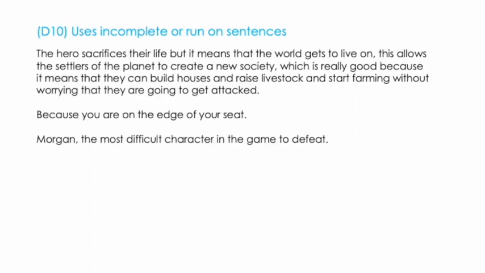In this example, we read, "The hero sacrifices their life, but it means that the world gets to live on. This allows the settlers of the planet to create a new society, which is really good because it means they can build houses and raise livestock and start farming without worrying that they're going to get attacked." This is an example of a run-on sentence.